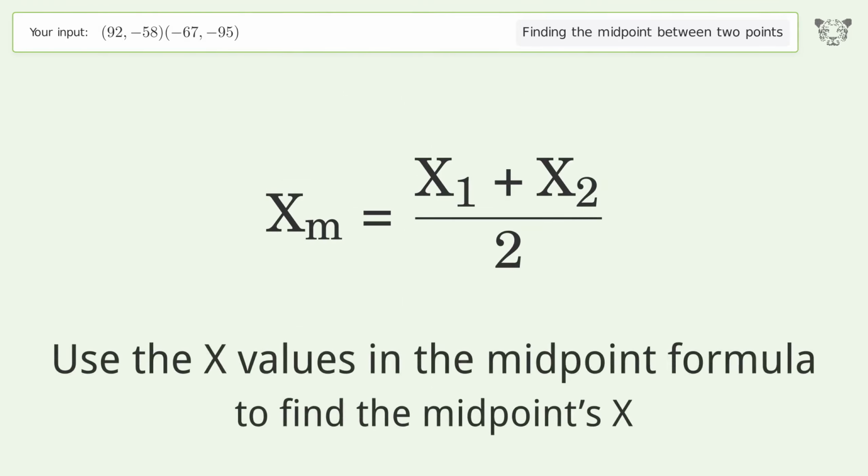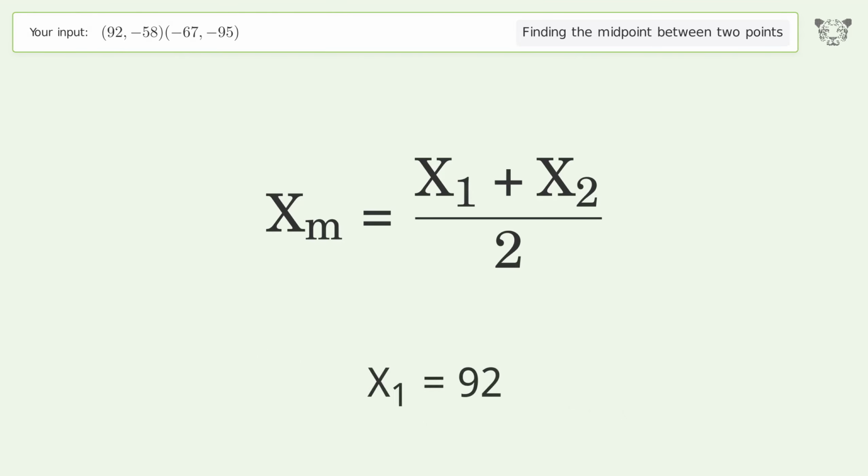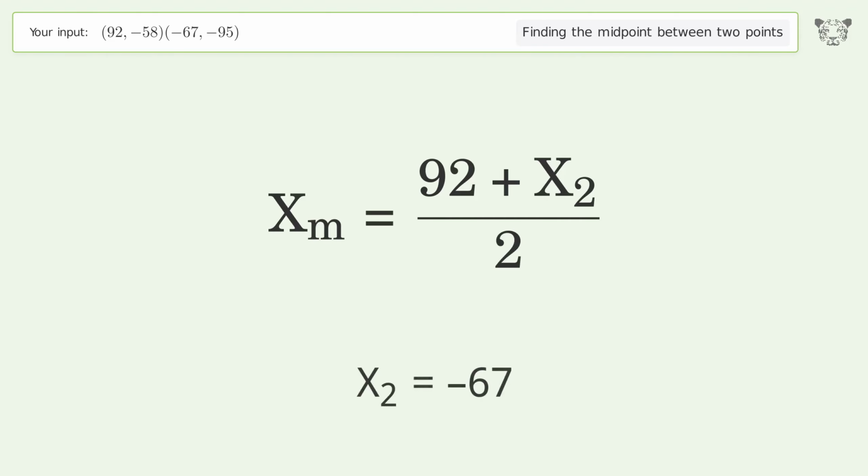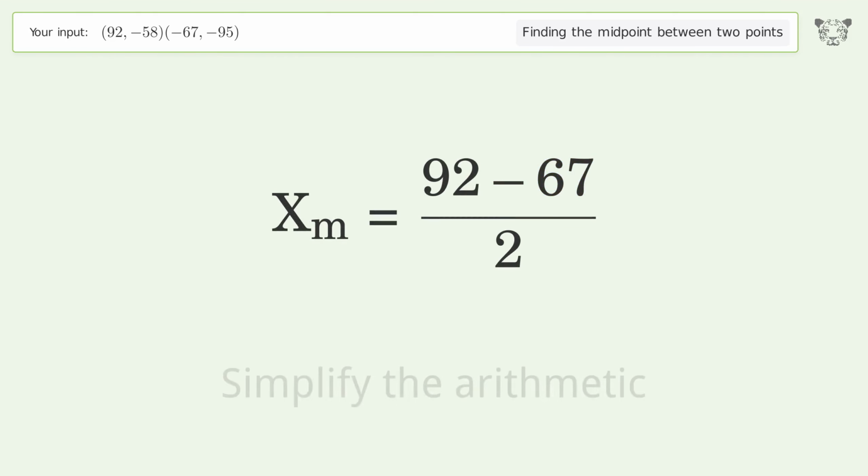Use the x values in the midpoint formula to find the midpoint's x. x1 equals 92. x2 equals negative 67. Simplify the arithmetic.